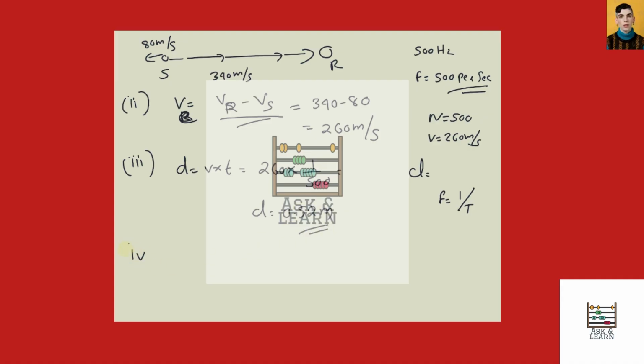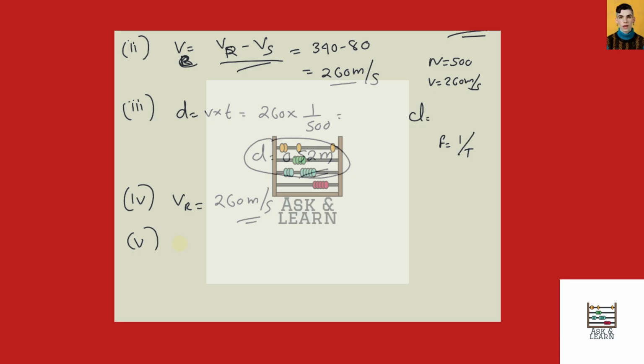Now the fourth one is, as measured by the receiver, what will be the velocity of each particle, right? The receiver is not moving, right? It is stationary. So that means that the velocity will be the effective velocity, so the velocity at the receiver will be 260 meters per second. Now the fifth one is, as measured by the receiver, how far apart are each of these particles? The distance between each of these particles is 0.52 meter. So the receiver will receive them with an apart distance equal to 0.52 meter.